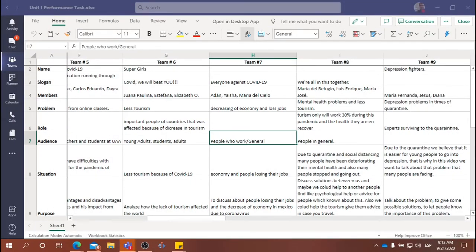Hello, guys. I'm sorry to interrupt. I know you guys are right in the middle of it. I just want to make sure if you guys have any questions. I'm looking at your spreadsheet, and I see that you want to focus on the problem of job losses. And it sounds like you're only focusing on Mexico. Is that correct?